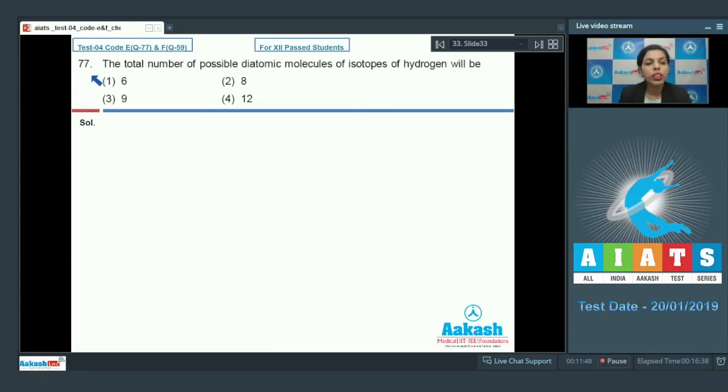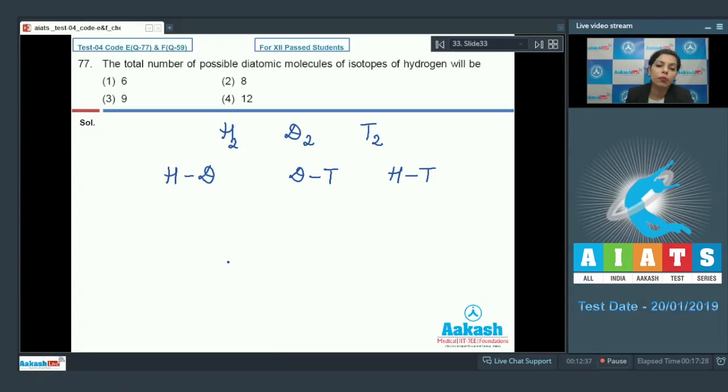Now after this, question number 77: the total number of possible diatomic molecules of isotopes of hydrogen will be? If I talk about diatomic molecules of isotopes of hydrogen, there's the possibility of the formation of H2, that is 2 atoms of protium, D2, 2 atoms of deuterium, T2, 2 atoms of tritium. Further, D can be joined with H. Further, D can join with T also. And if I talk about H and T, there is also the possibility.